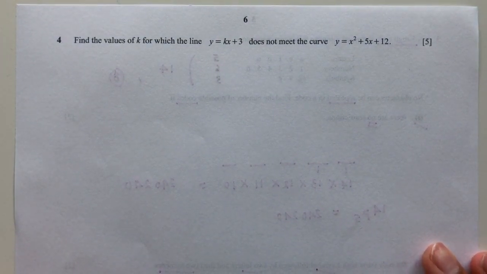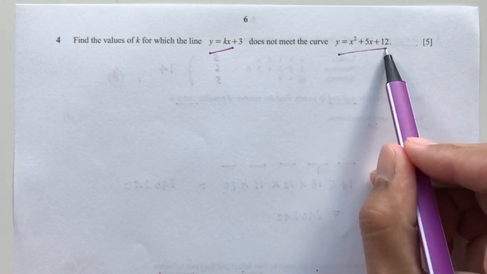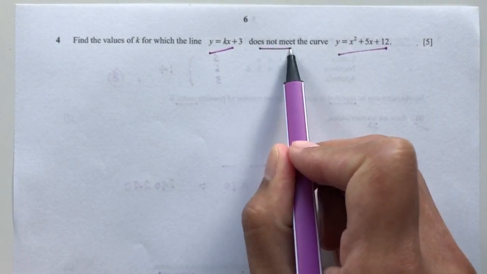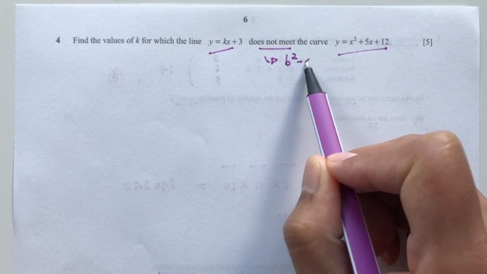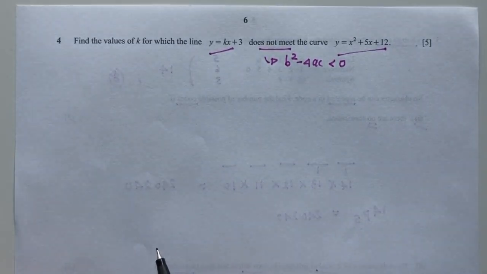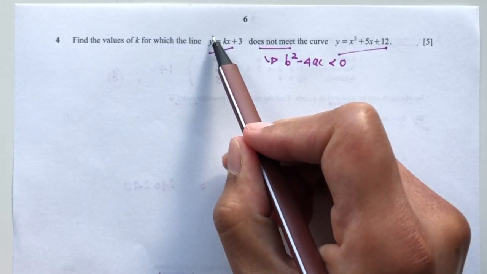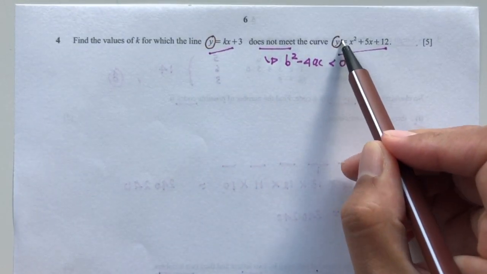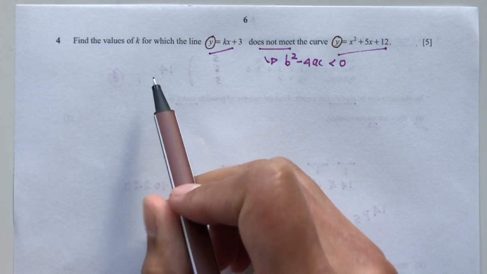Now let's move on to question number 4. It says find the values for k for which the line does not meet this curve. So when you see does not meet, the one thing you need to think about is that we have to use b squared minus 4ac is less than 0 if it does not meet. Okay, so what is the first step? As always, when you see something meeting or not meeting the other line, we have to solve them simultaneously.